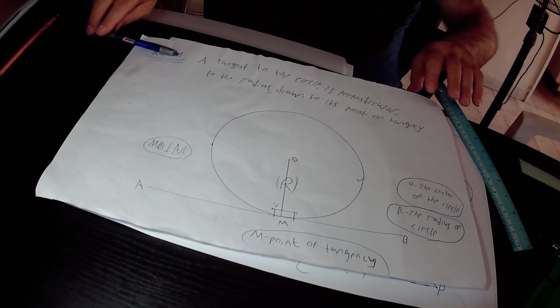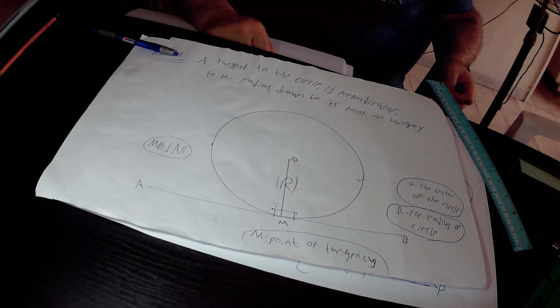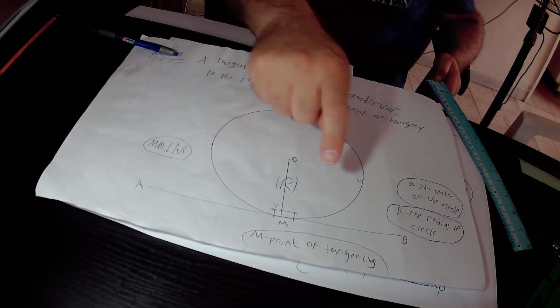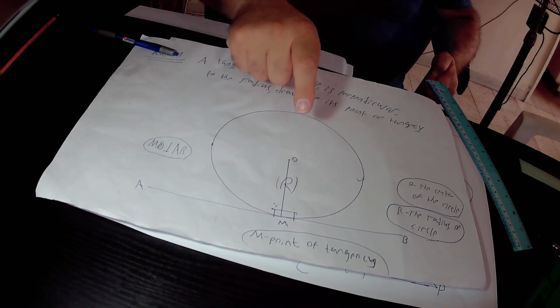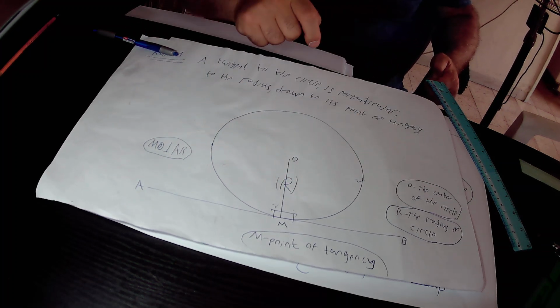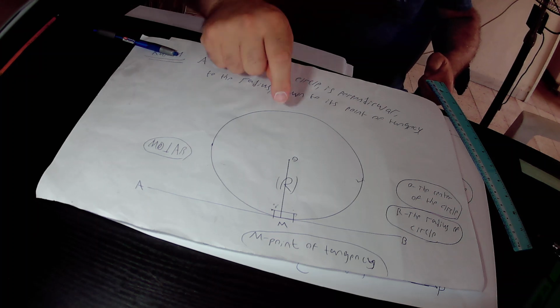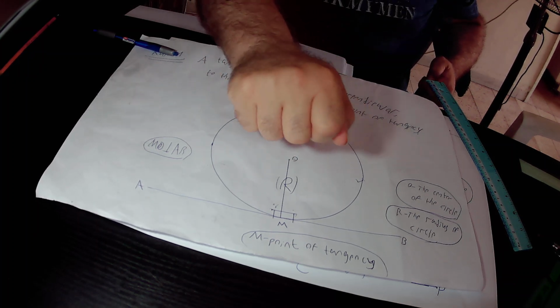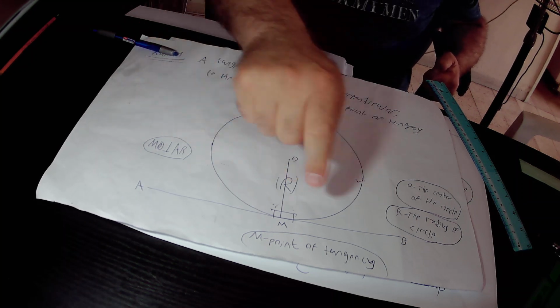According to rule 1, a tangent to the circle is perpendicular to the radius drawn to its point of tangency. So in the drawing we have a circle, and this is tangent AB, that is tangent to this circle at this point, point M. Point M is the point of tangency of tangent AB with this circle. And we also have the radius OM, that is equal to R. The radius OM is drawn to point M, that is the point of tangency of tangent AB with this circle.